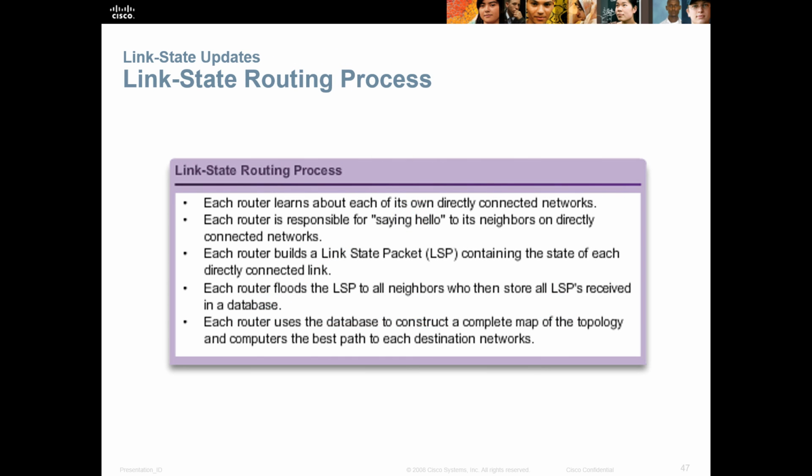So the link state routing process: each router will learn about each of its own directly connected networks. Each router is responsible for saying hello to its neighbors. It will send a link state packet containing all of the states of all of its directly connected links. Each router will flood the LSPs to all neighbors, then all LSPs received go into each database. So I will share with my neighbors, who will share with their neighbors, and so forth until all networks are learned.